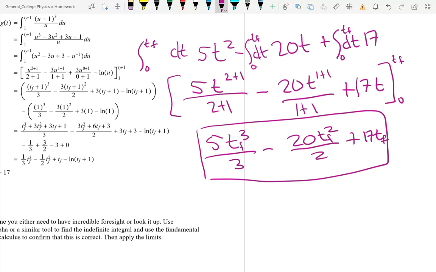Yep. The difference here is when you have limits, most real problems have limits. You're starting somewhere and ending somewhere. When you don't have limits, they put the plus c for the offset you're going to get when you put in the limits. Okay. Got it. Cool. All right.